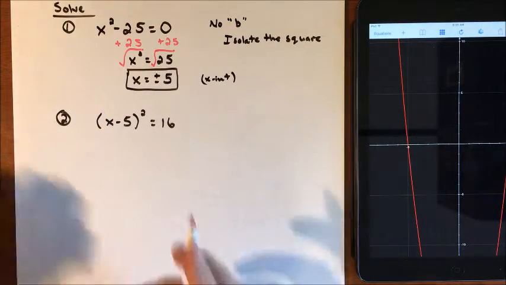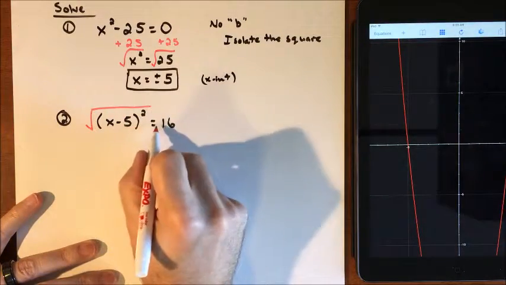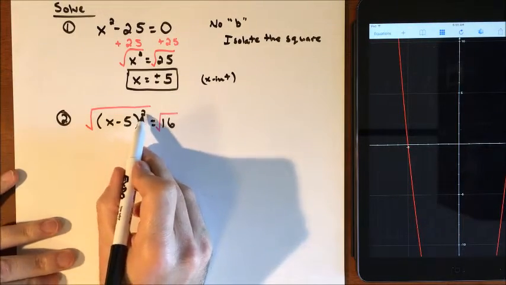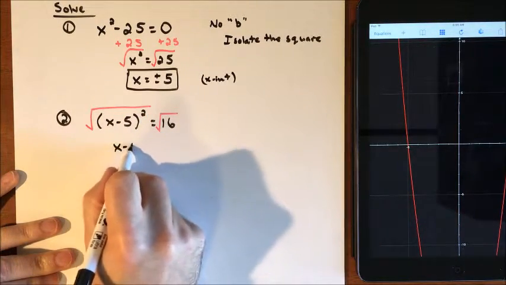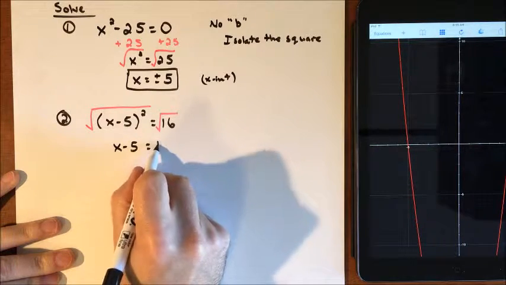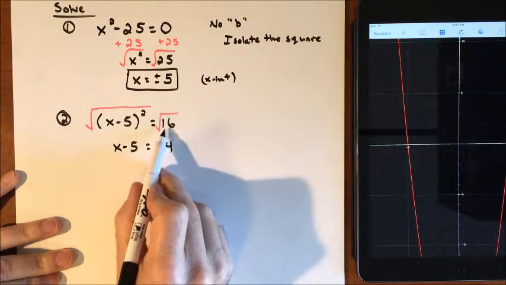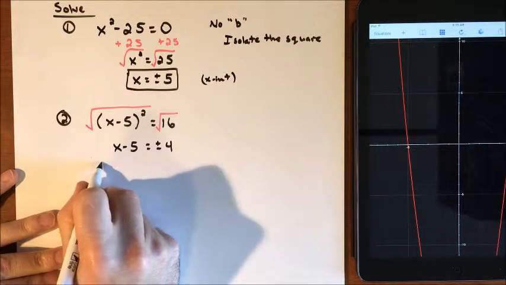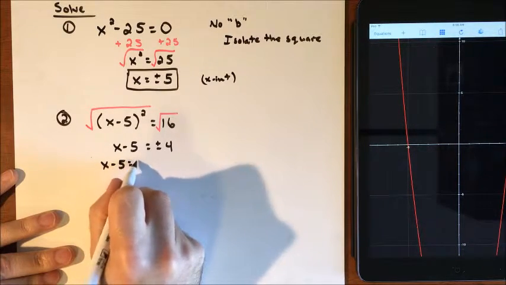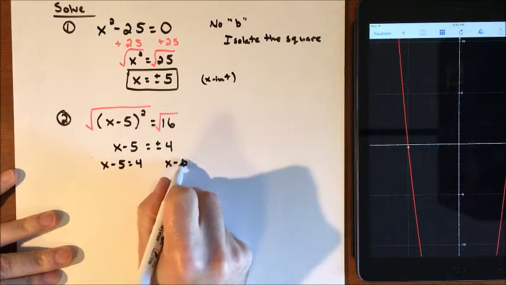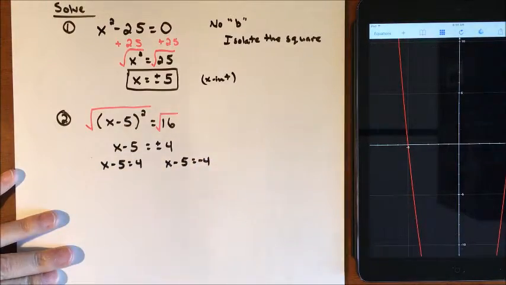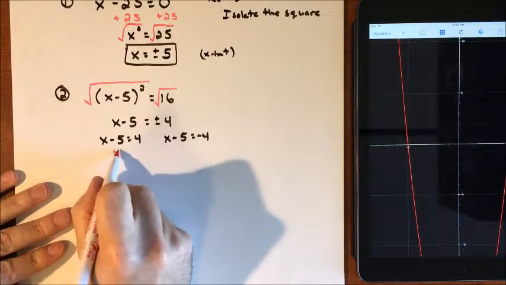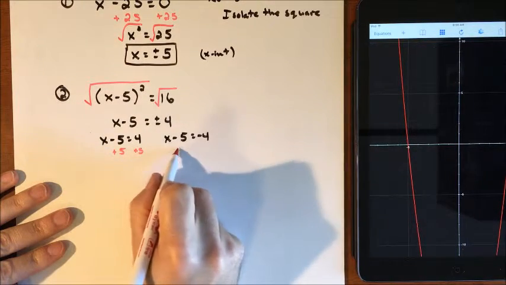So we will square root, and square rooting cancels a square, so that will just leave us with x minus 5 equals plus or minus 4. Again, if we introduce the square root to solve, we're going to get a positive and a negative of that. So we have two situations: x minus 5 equals 4, and x minus 5 equals negative 4. We just solve each one individually. So we'll add 5.